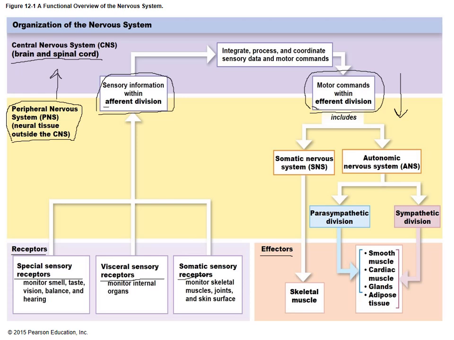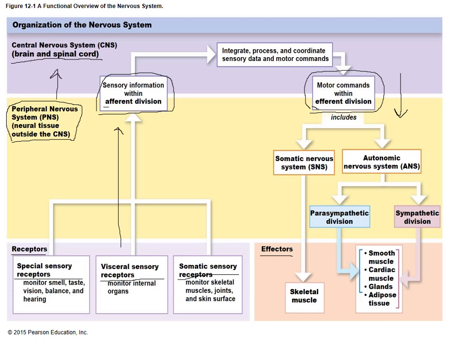And then the somatic sensory receptors, remember I told you to think somatic equals skeletal muscle. The somatic sensory receptors monitor the skeletal muscles, the joints, and the surface of the skin in order to get all of the information from the external environment into the central nervous system to allow for action. So once these signals are received from the PNS to the CNS, the central nervous system will integrate them, process them, and then send out information via the efferent division.